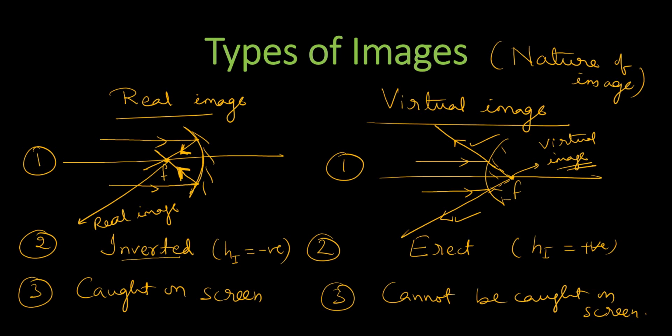Just as in a plane mirror, when we stand in front of a plane mirror, we see our own virtual image. Or in case of a rear view mirror, we can see the image of the traffic behind, which is virtual as well as erect. So these are the types of images, and this is how we differentiate the types of images.